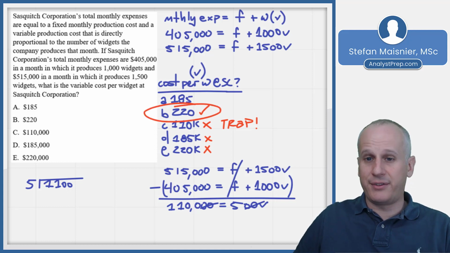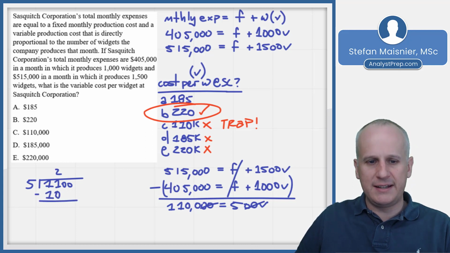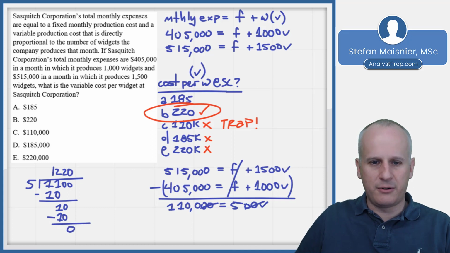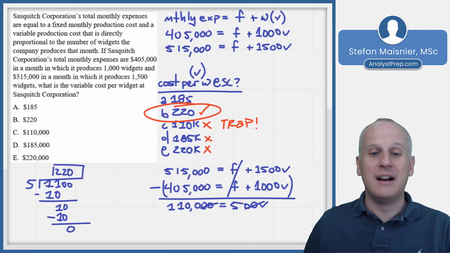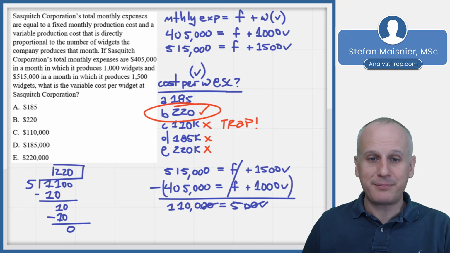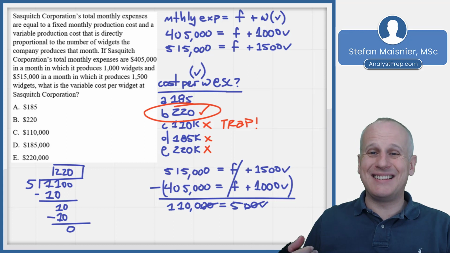But just finishing out the long division, because it doesn't really take that long, 5 goes into 11 twice. 2 times 5 is 10. Subtract out the 10. We've got 10. 5 goes into 10 2 times. Subtract out the 10, and we've got a 0. Bring up the 0, and there's the full accounting of why our variable cost per widget in the scenario is 220.